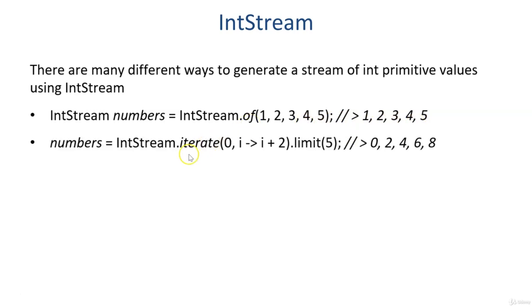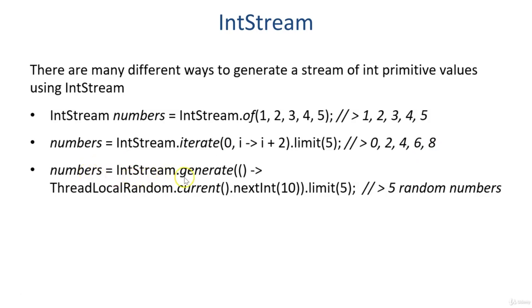The next is to use the iterate method, and in this I am iterating from 0 and generating an IntStream of 5 even numbers. It will generate a stream of 0, 2, 4, 6, and 8.